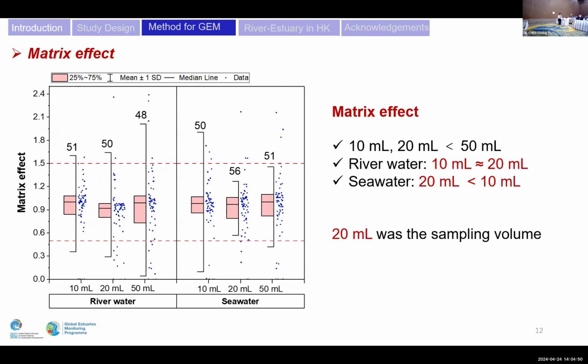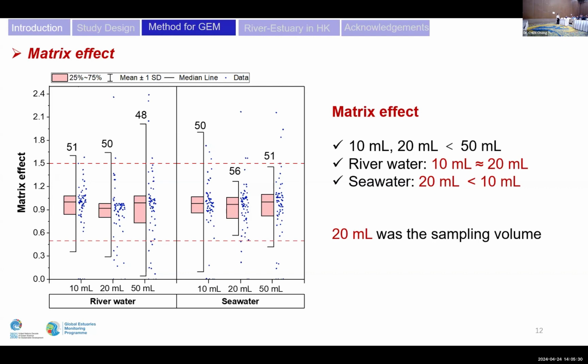Because the estuarine water connects the river and the seawater, we investigated the matrix of river water and seawater. Our results found that the type of matrix and the volume of water are the main key factors, so we focused on these two. We found that 10 milliliter and 20 milliliter have less matrix effect than 50 milliliter.